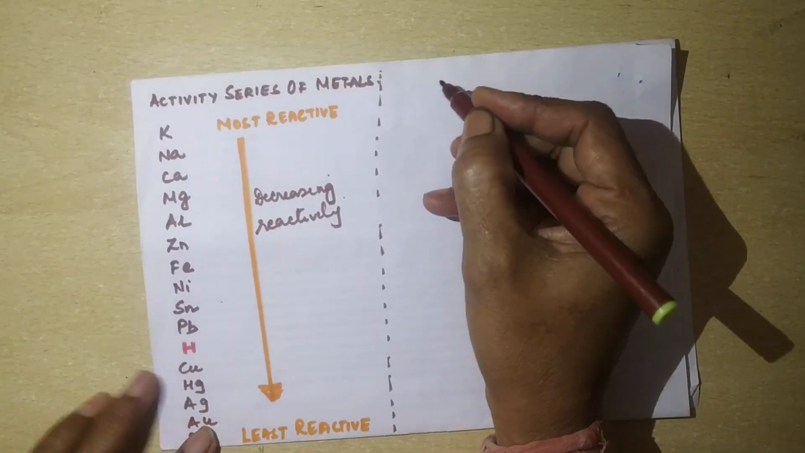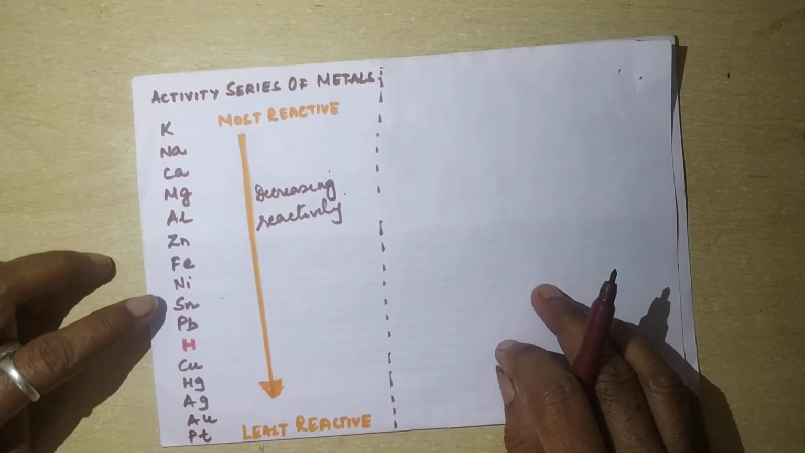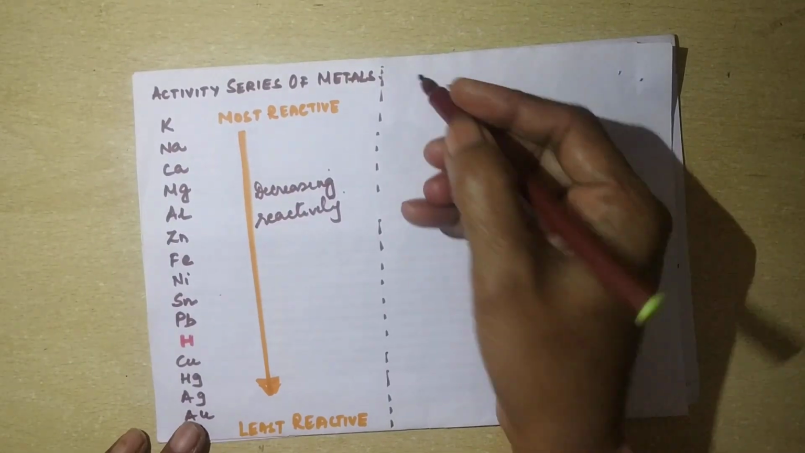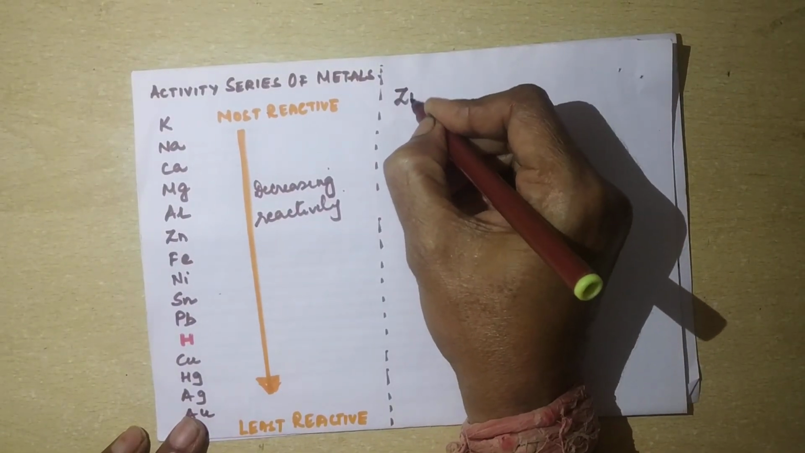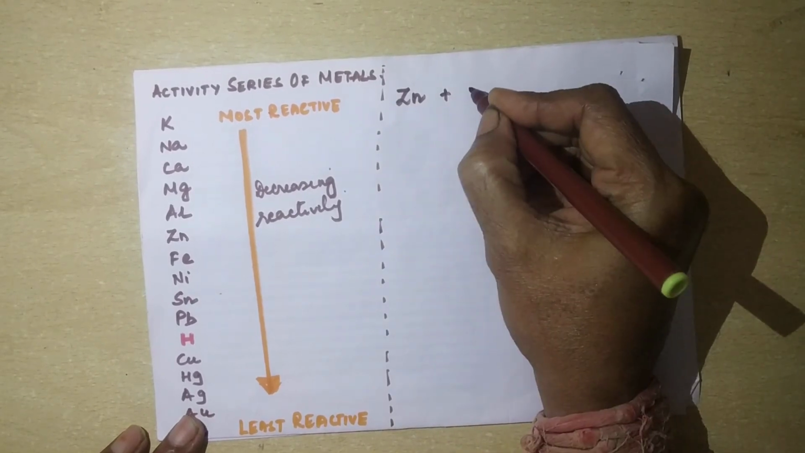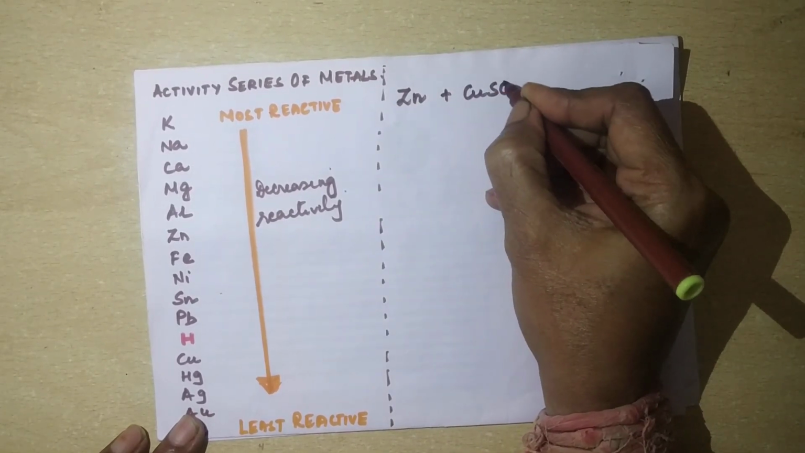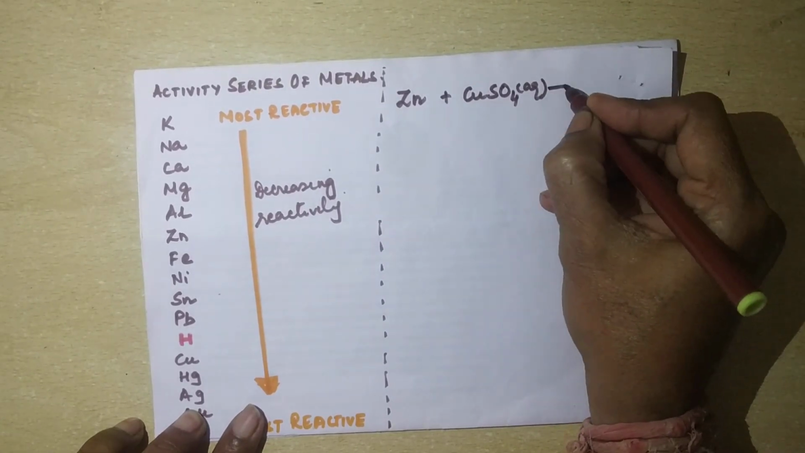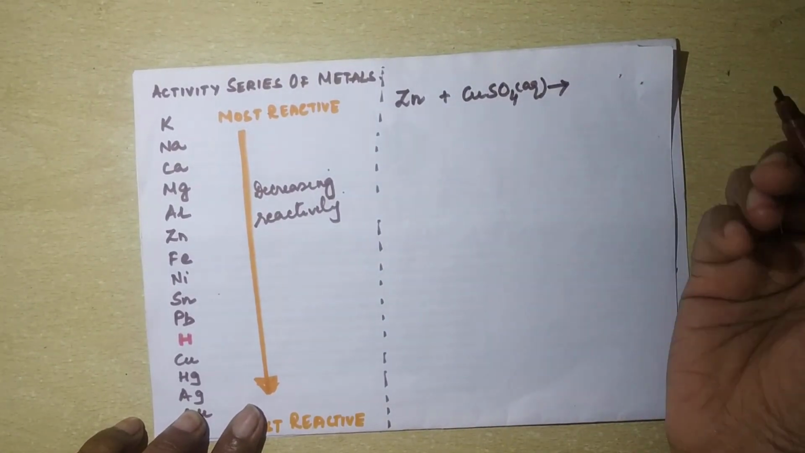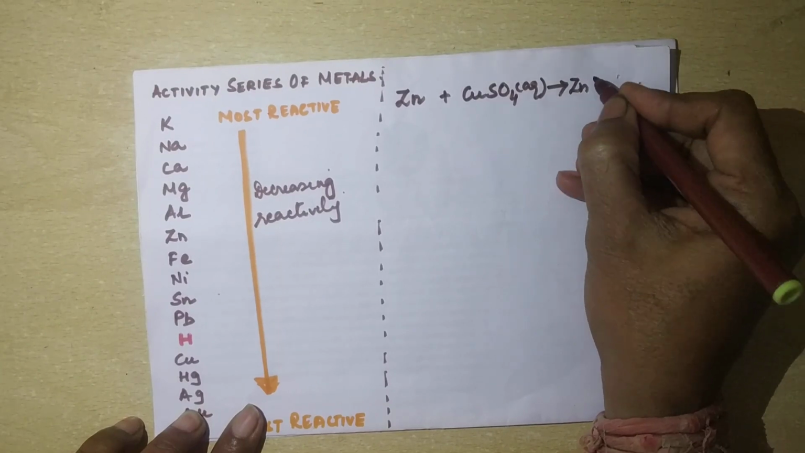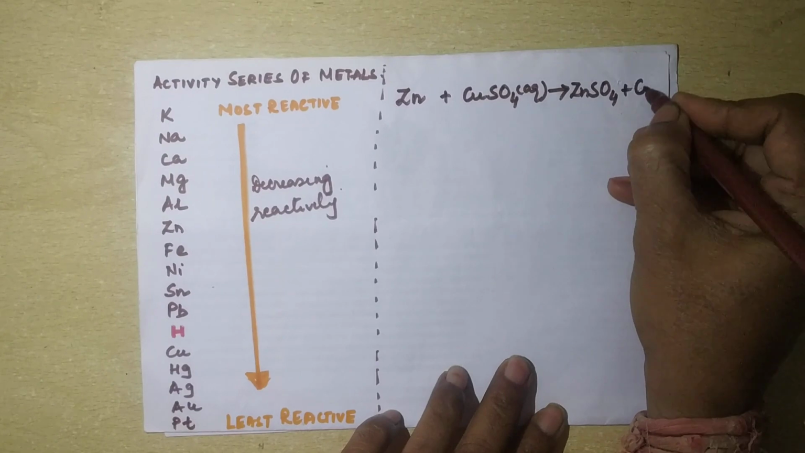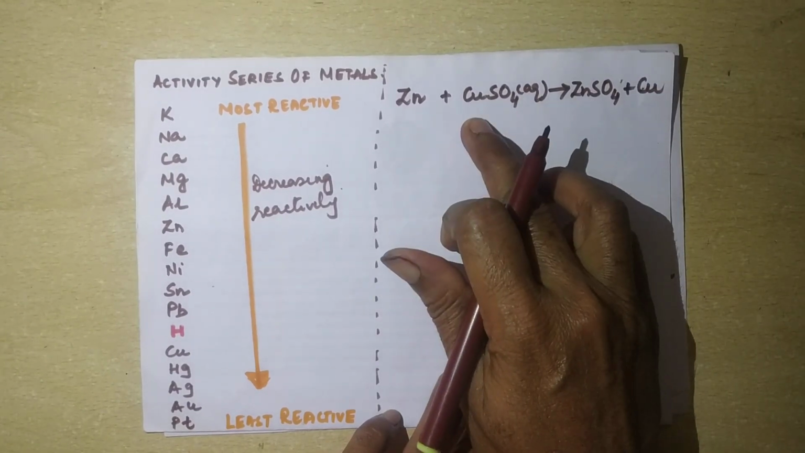For example, let me see zinc. Zinc is more reactive than copper. So if I take zinc and add it to copper sulfate solution, CuSO4 solution, what will happen? Zinc will displace copper. So you will get zinc sulfate and copper will be displaced. This is because zinc is more reactive than copper.